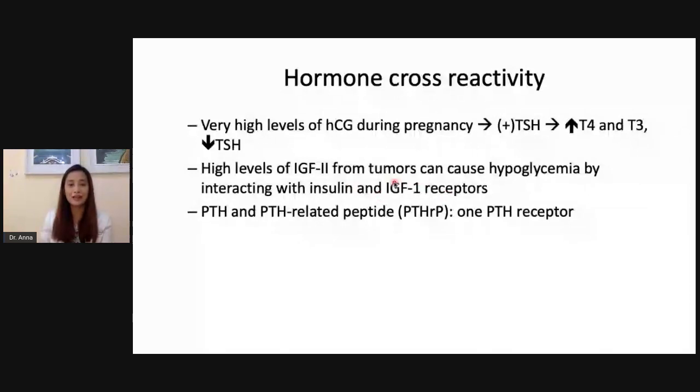Okay. Now, another example of hormone cross-reactivity is between your parathyroid hormone and your parathyroid hormone-related peptide, or your PTHrP, because we have one PTH receptor. Normally, this doesn't produce anything pathologic, except when there are pathologic tumors that produce excessive PTHrP, causing excessive stimulation of your PTH receptor, causing hypercalcemia of malignancy.